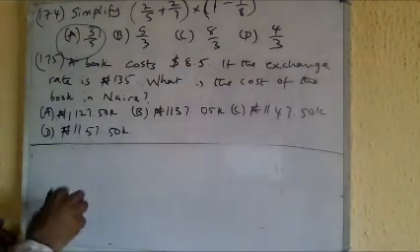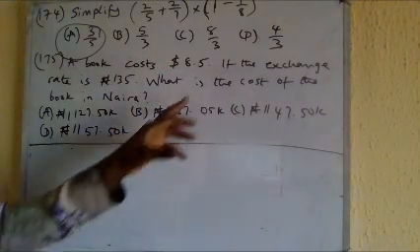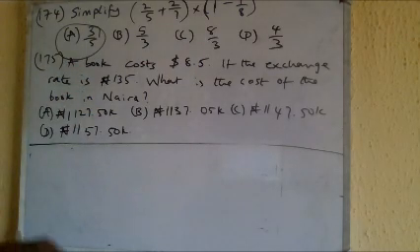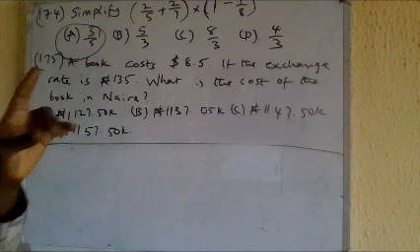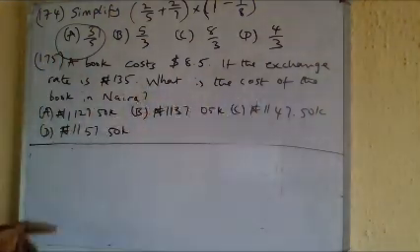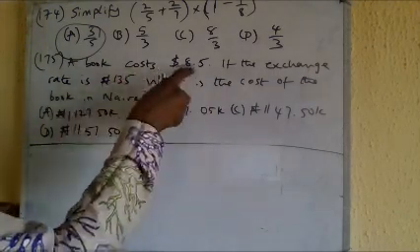Okay, so for question 175, it says a book costs $8.5. This dollar sign is the currency of the United States. If the exchange rate is $1 to 135 naira, what is the cost of the book in naira? So to get the cost of the book in naira, I'll multiply this by 135.